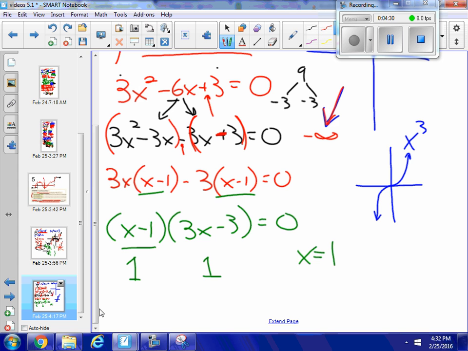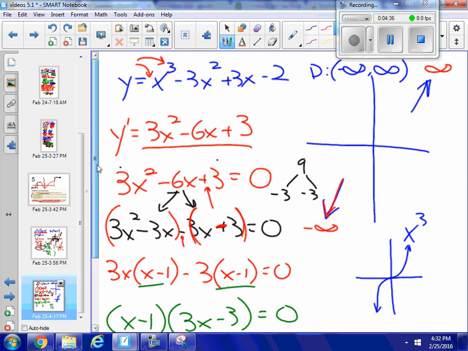So that's going to be the point 1, what? I don't know. Let's go back to my original function up here and plug in 1 for x. So I would have 1 cubed minus 3 times 1 squared plus 3 times 1 minus 2. So that gives me 1, well, minus 3 plus 3, those cancel out. So 1 minus 2 is equal to negative 1.